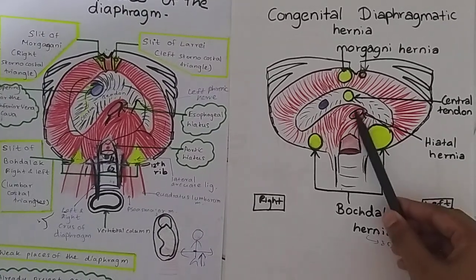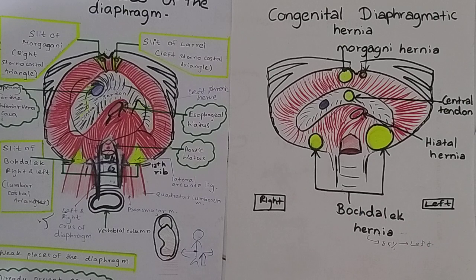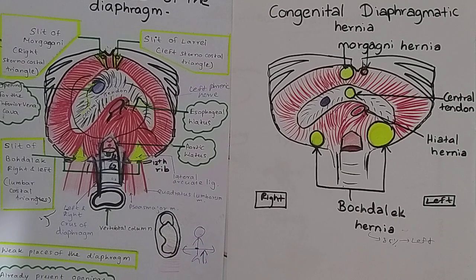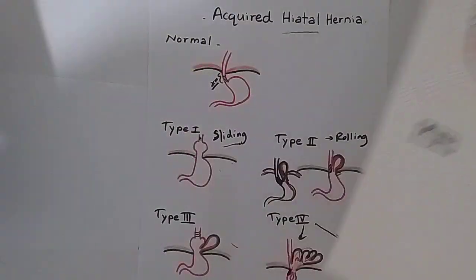And the other one is hiatal hernias. Hiatal hernias means that through the esophageal hiatus, abdominal organs can pass into the thoracic cavity, which is more common in adults, right? So those are the congenital hernias, right?